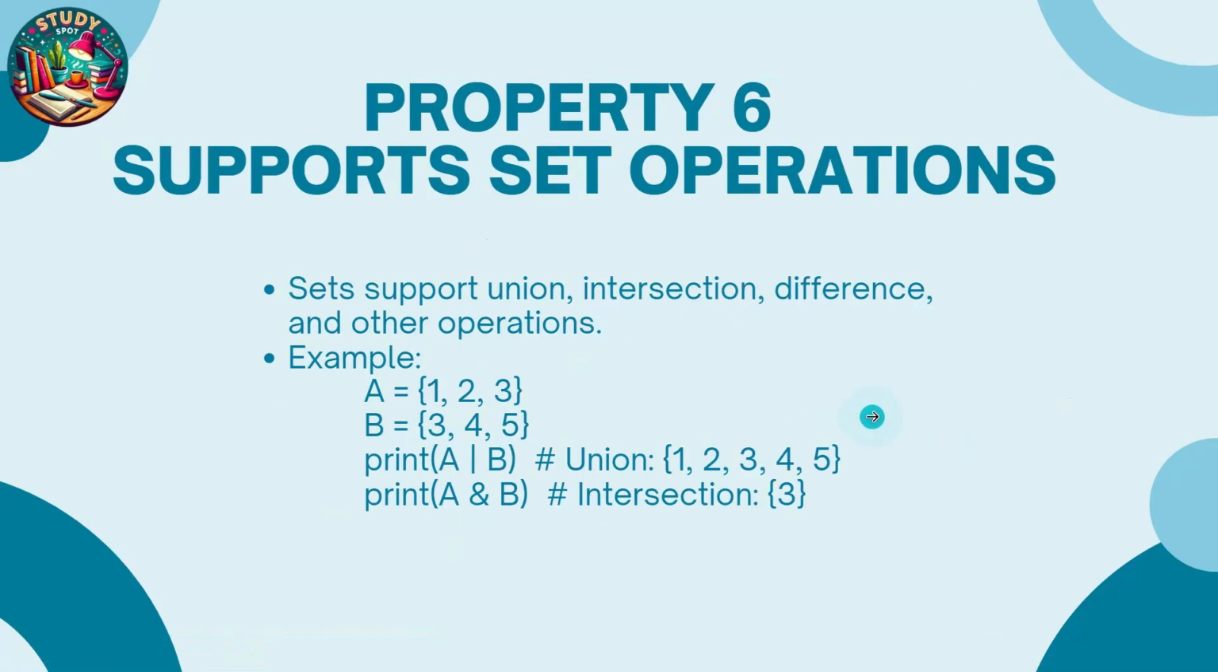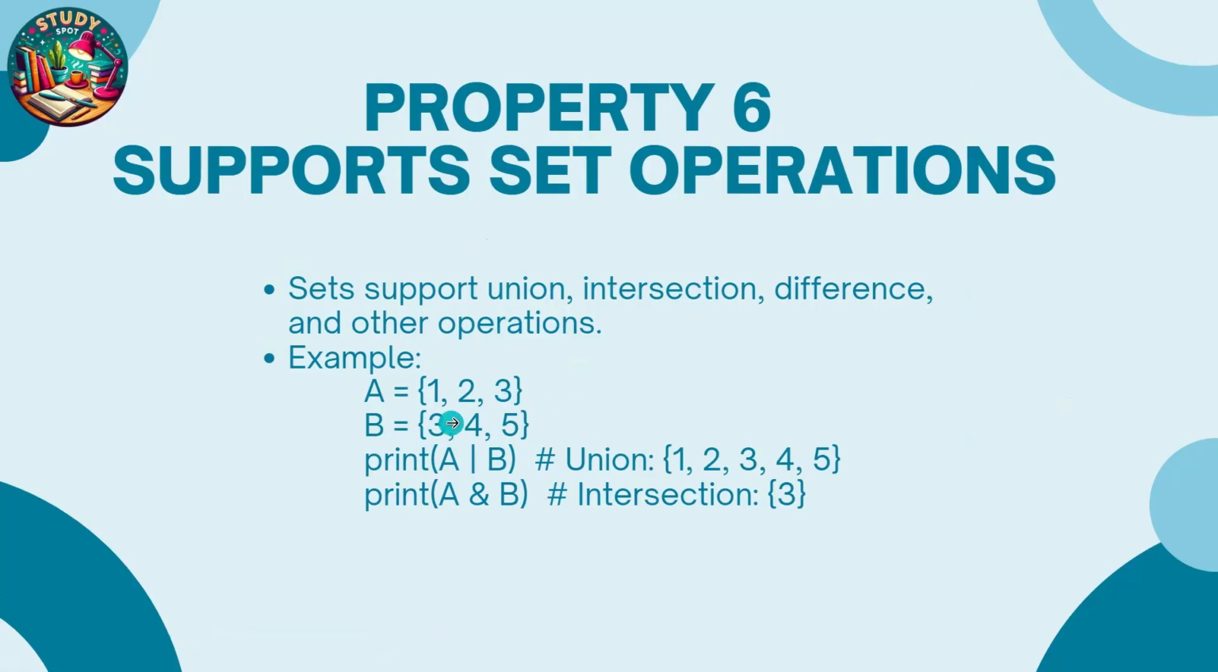Now let's see property 6. It supports set operations. That means a set supports union, intersection, difference, and other operations. Here I am taking two sets, A and B. Set A contains 1, 2, 3 and set B contains 3, 4, 5. So both sets have the same element, 3.